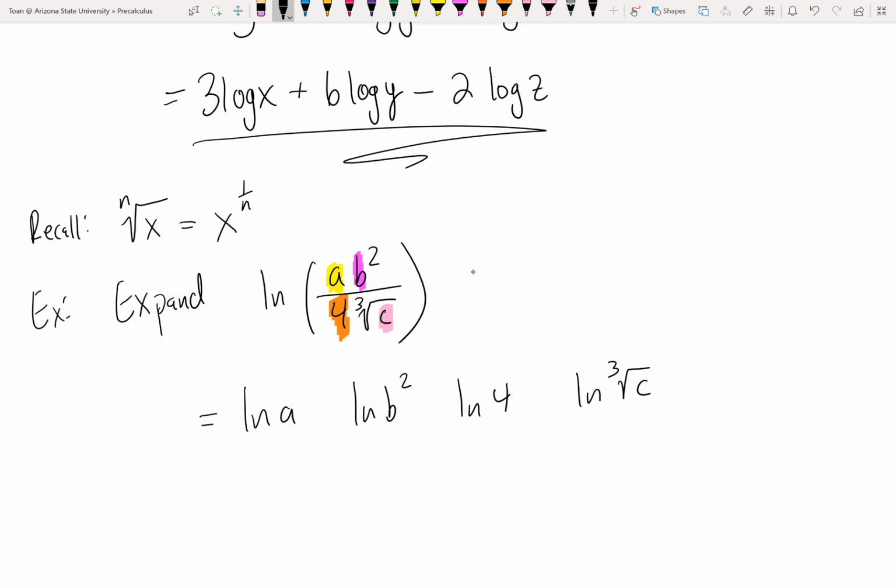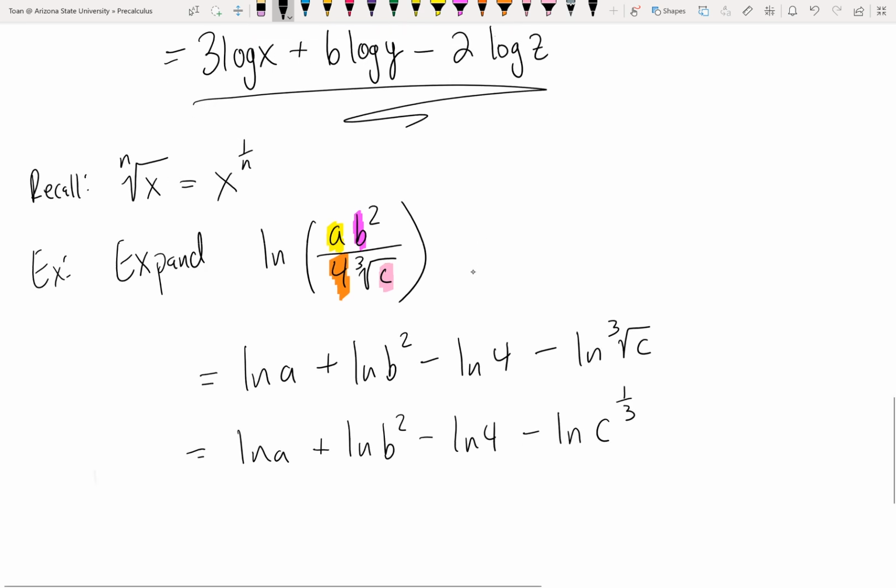Anything that came from the numerator will be positive. Anything that came from the denominator will be minus. Notice how a and b came from the numerator, so their logs will be pluses. Notice how 4 and the c came from the denominator, so their logs will be minuses. We do have a radical here, so the first thing I'm going to do is change it to exponent form. And according to our note above, that cube root of c should just simply be c to the 1/3 power.